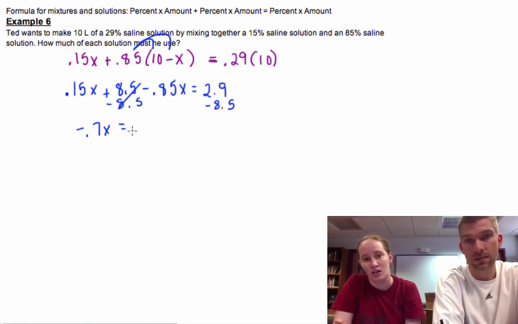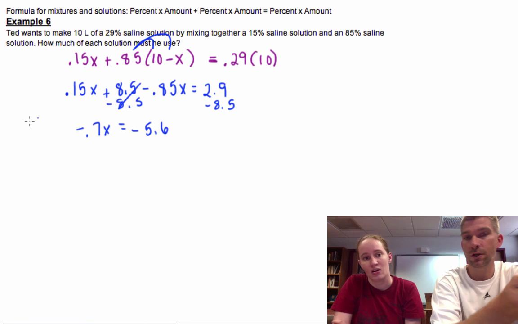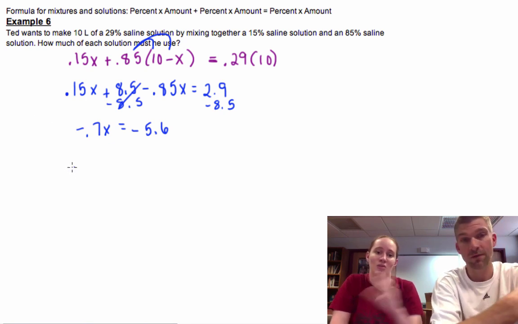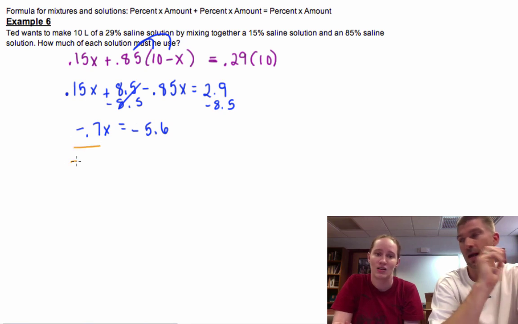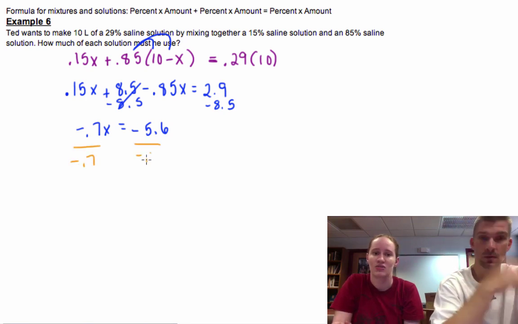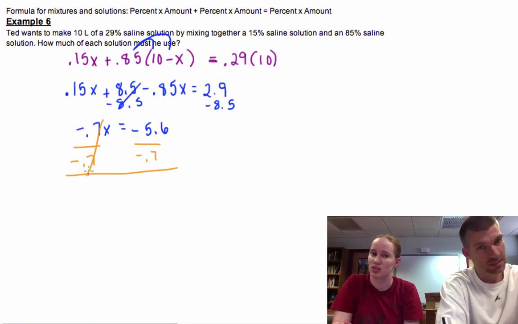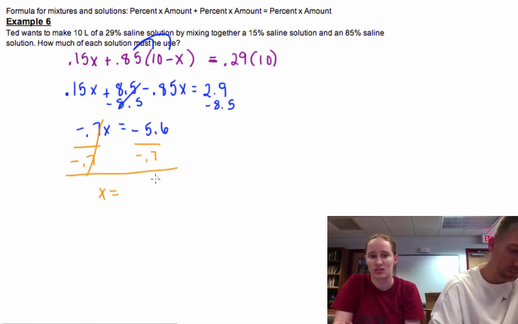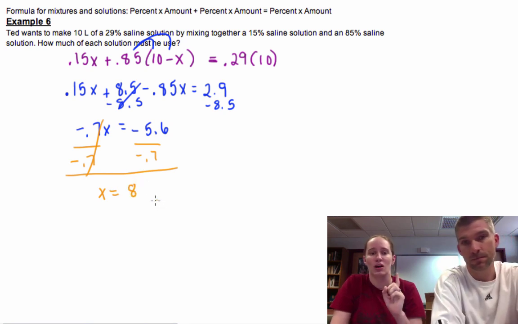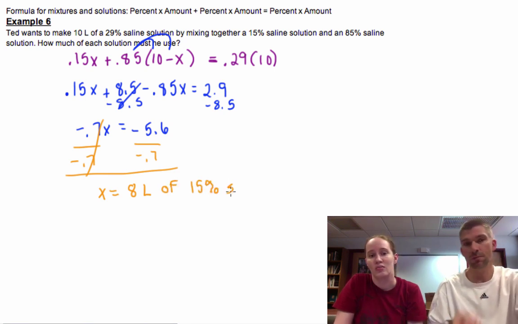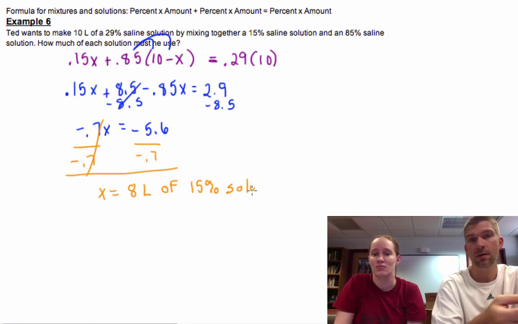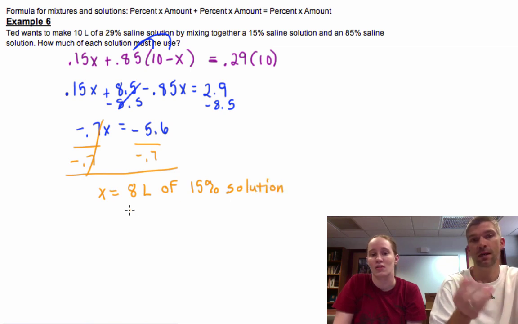Negative 5.6. Here's where you'll know if you've set it up correctly or not, because when we divide, they're both negatives. If you wind up with one positive and one negative, something's off, since we're not going to add a negative amount of solution. You can't do that. So this looks like an 8 to me. So we will have 8 liters of the 15%. And why do we know it's 15%? Because that's where the x is. And that means we're going to have 2 liters of the 85%.